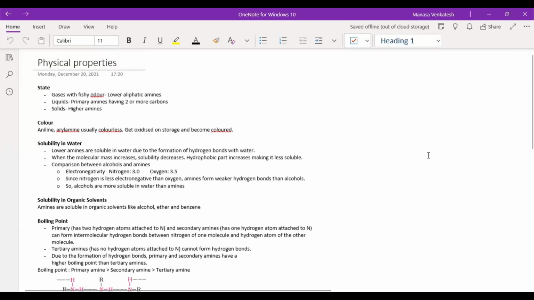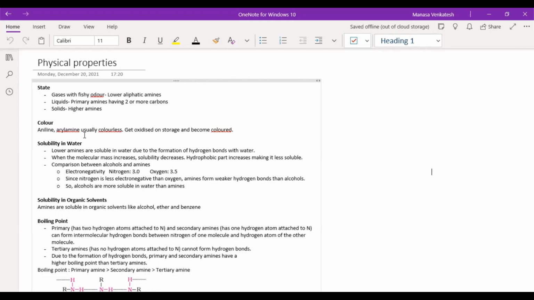Physical properties of amines. Let's start with state. Gases with fishy odor are going to be lower aliphatic amines, whereas primary amines which have more than 2 carbon atoms are liquids, and higher amines are solids. Aniline, aryl amines are actually colorless, but when they are stored for a long period of time, they tend to undergo atmospheric oxidation and they become colored. Next is going to be solubility in water.